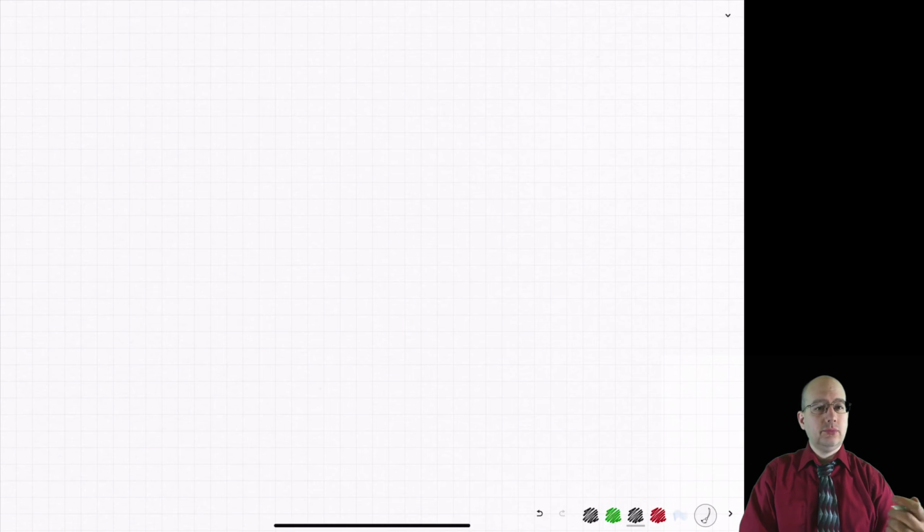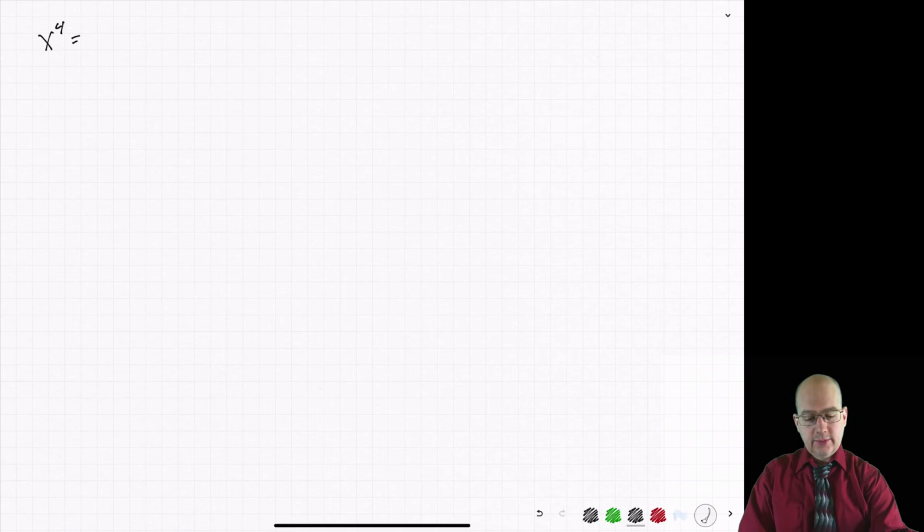So let's start with x to the fourth equals minus 1. So x squared equals minus 1 led to needing i and minus i. Does x to the fourth equal to minus 1 lead to anything new that we need to add? This is getting to the sense of, are we done yet, right?